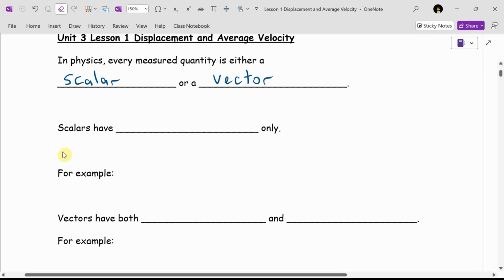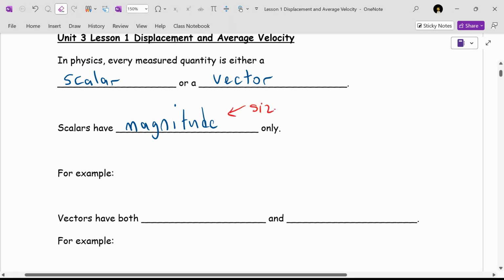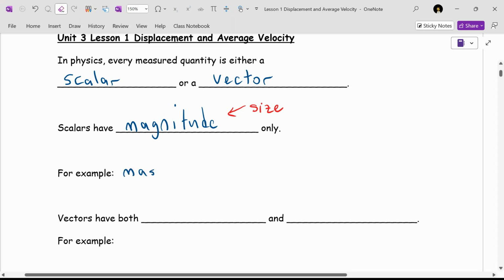What's the difference? Scalars have magnitude only. Magnitude is the fancy science word for size. As an example of a scalar that has magnitude only, mass. An object has a mass of 12 kilograms. It makes no sense to say an object has a mass of 12 kilograms north. Vectors have a directional component, which we're going to write down in a second. Volume is also a scalar. That's 3 liters. 3 liters south of west makes no sense.